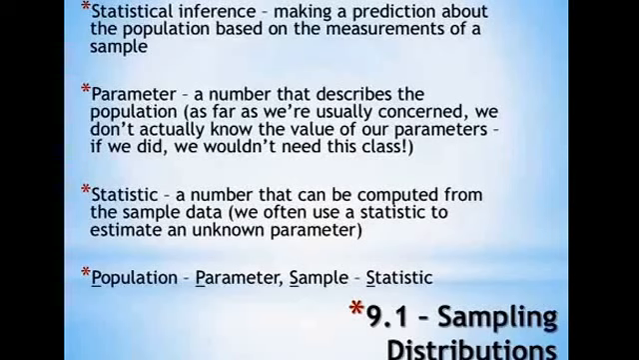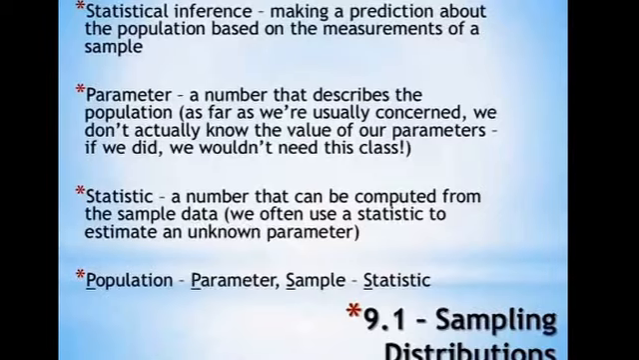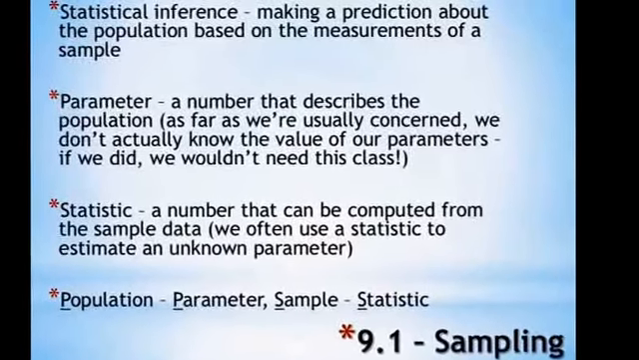A statistic is a number that can be computed from the sample data. We often use the statistic to estimate an unknown parameter. We look at the sample, which gives us the statistic to predict what the parameter, or what the population, really is. So how I think of it is population deals with parameter, so they both start with P's, and then sample and statistic both start with S's, so that's how I know if something's a sample, I'm talking about statistic.